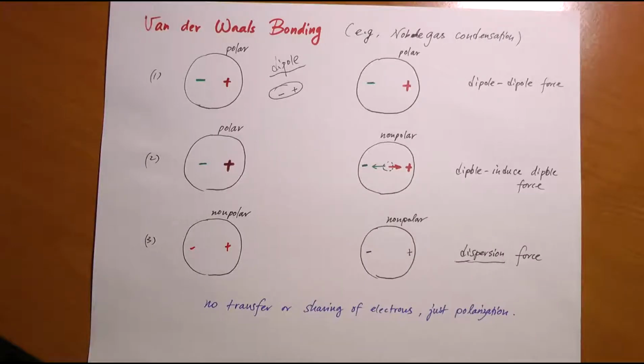So whether both molecules are polar, one of them is polar, or neither of them is polar, there is still a possibility for them to attract each other through what's called van der Waals bonding. The van der Waals bonding, of course, is not nearly as strong as ionic or covalent bonding, but it's also very important because in some cases this is the only bond you can have. An example is noble gas.